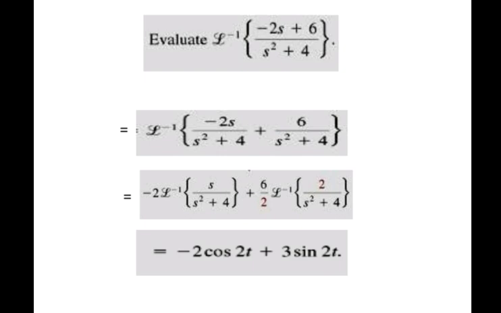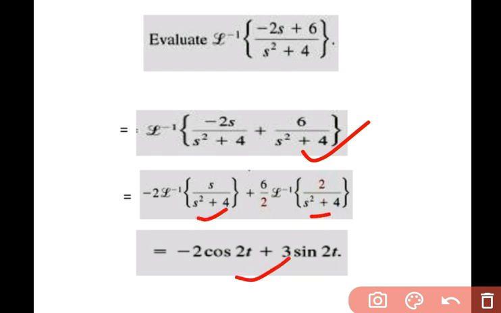Similarly, Laplace inverse of minus 2s plus 6 upon s square plus 4. So first we separate it as minus 2s upon s square plus 4 plus 6 upon s square plus 4, and then taking the Laplace inverse of both the terms, we get this. So this is the final result of this. Clear?